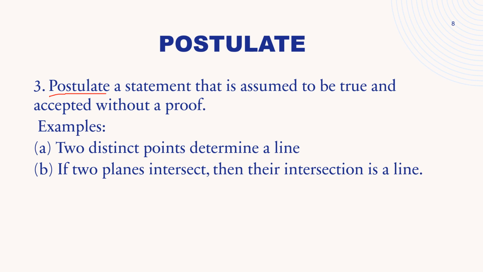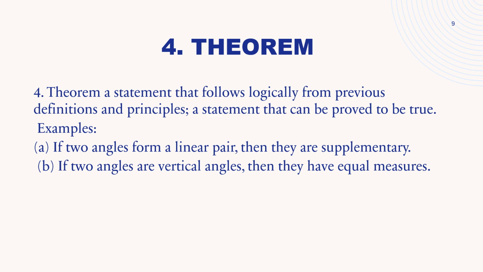All right. Next, we have a theorem. A theorem is a statement that follows logically from previous definitions or principles. A statement that can be proved to be true. For example, if two angles form a linear pair, then they are supplementary. That's a theorem because you need to prove that they are really supplementary, or that the two angles are a linear pair. Are they really a linear pair? So you have to prove.